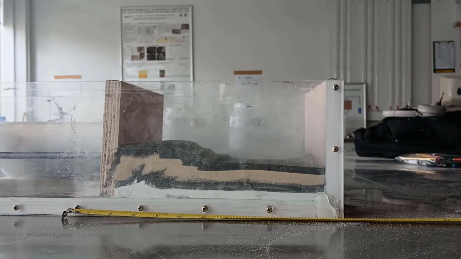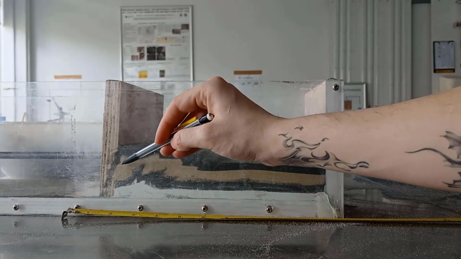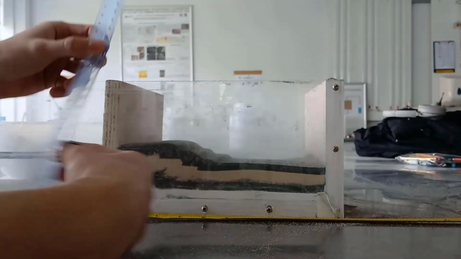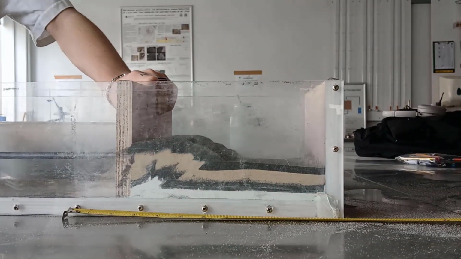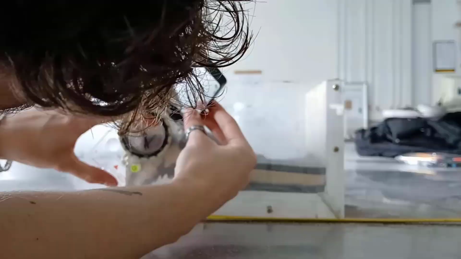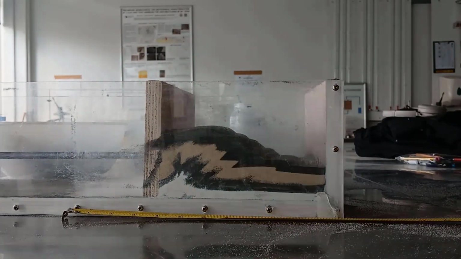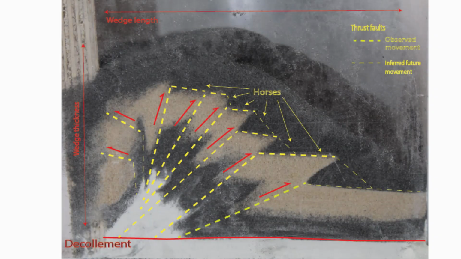In this experiment, we have a back thrust developing. Two back thrusts formed in the second experiment, both in the opposite direction than the main thrust propagation. Due to the talcum powder smearing on the glass, we weren't able to accurately measure their exact dips throughout. But the first one measured at 34 degrees on its first appearance at 5 cm shortening.